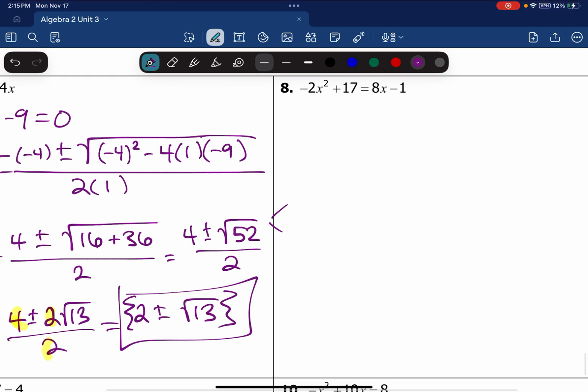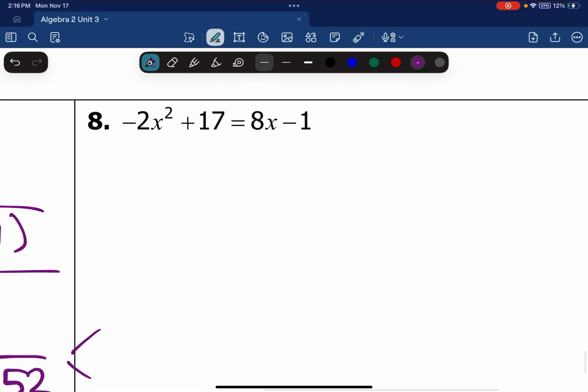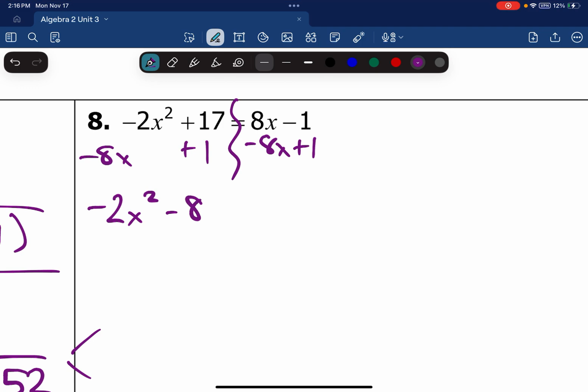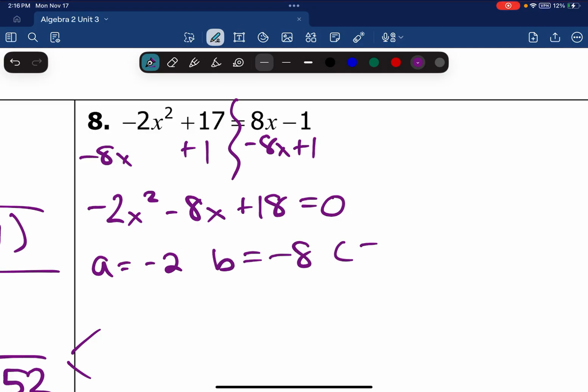All right. Problem number 8. First things first, move everything over. So we have to subtract this 8x, and we have to add this 1 to both sides of our equation. So we're subtracting an 8x, and we're adding a 1. So on the left side, I'm going to have -2x squared minus 8x plus 18 equals 0. From there, we're identifying a is -2, b is -8, and c is 18.